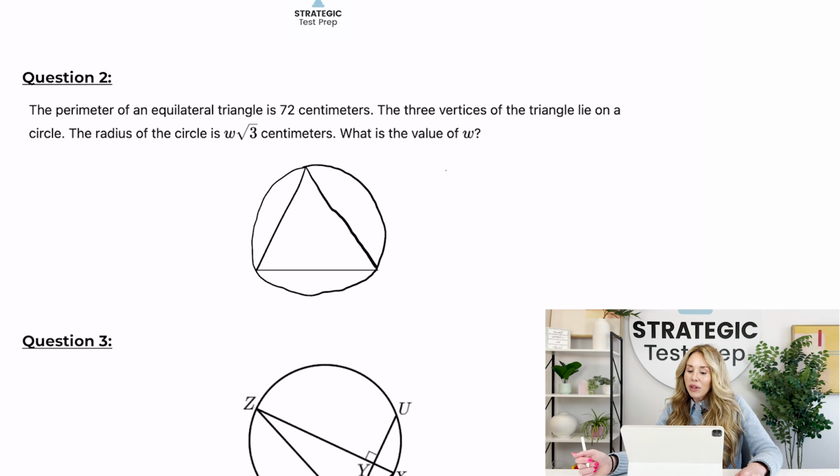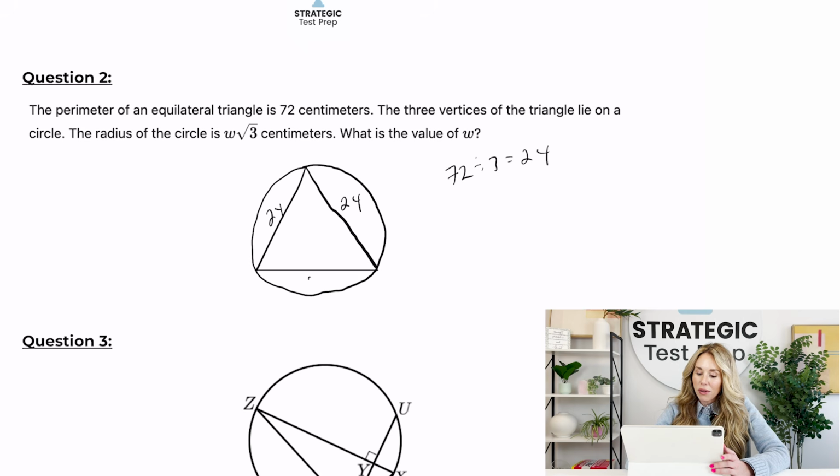We have the 3, okay, so the equilateral triangle is 72 centimeters. Well, if the total is 72 and I divide that by 3, each side is 24. So let me go ahead and throw that down. It says the radius of the circle is Pi centimeters.